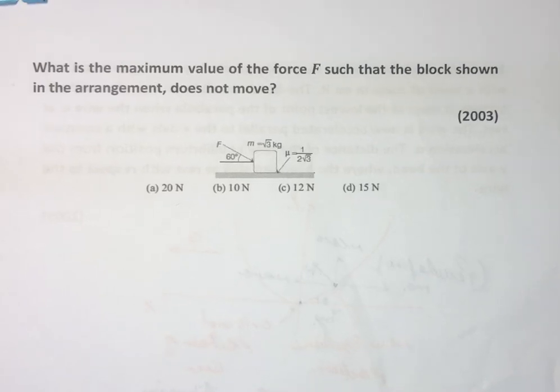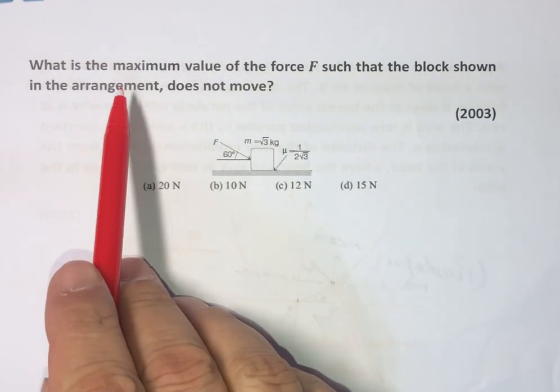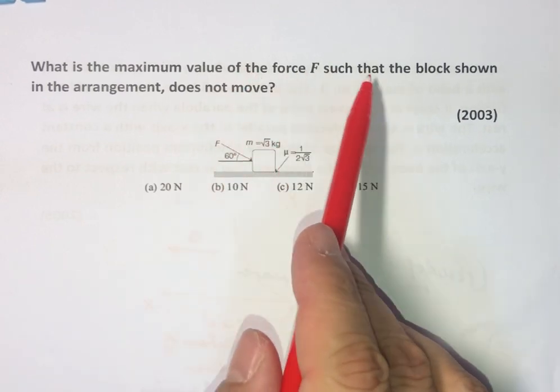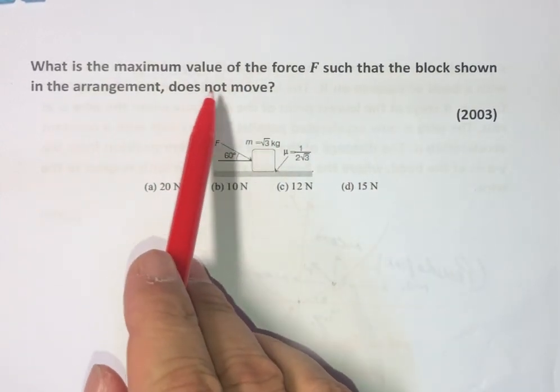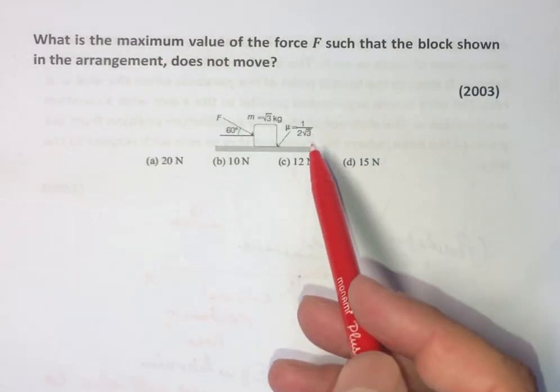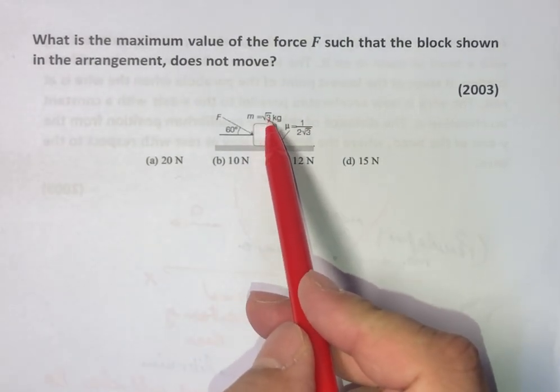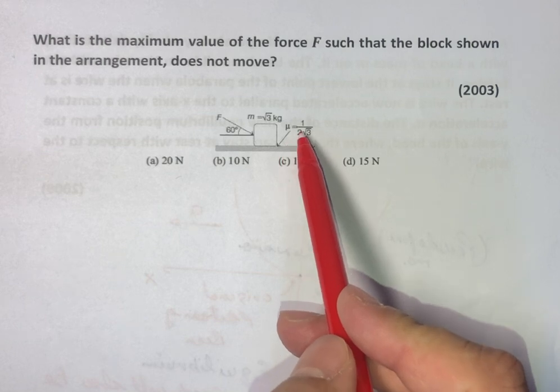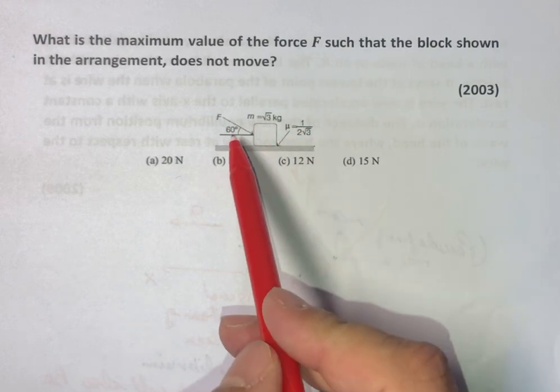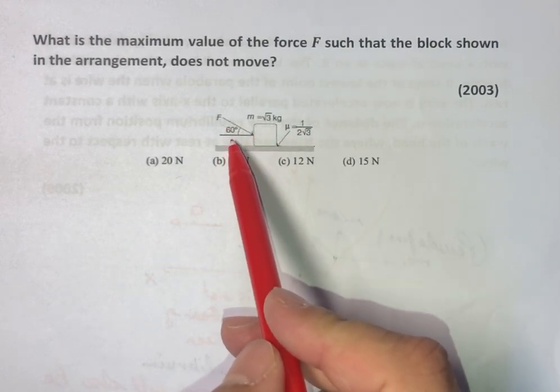Hello friends, in today's question, what is the maximum value of force F such that the block shown in the arrangement does not move? So these are the four options. This is a block having mass root 3 kg, coefficient of friction is given as 1 upon 2 root 3, and force is applied at an angle of 60 degree.